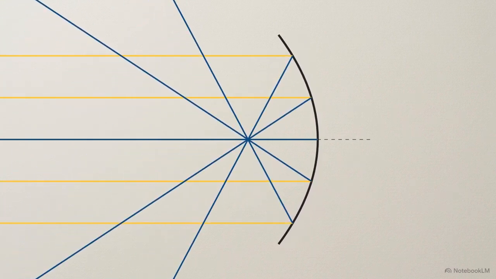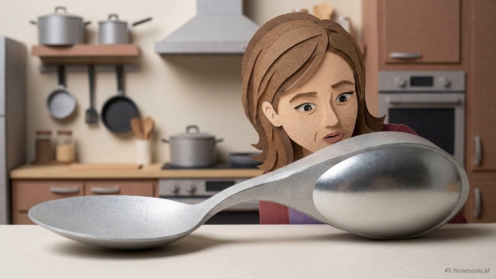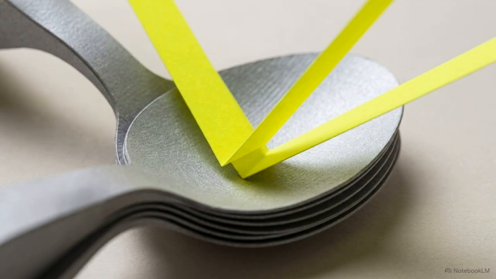A flat mirror reflects light in a straight line for a perfect image. But when we bend that wall, we change how the light has to behave. The reason a spoon warps your image is that a curved surface physically reroutes the path of the light rays hitting it. On a flat surface, light bounces off at a predictable, straight angle.